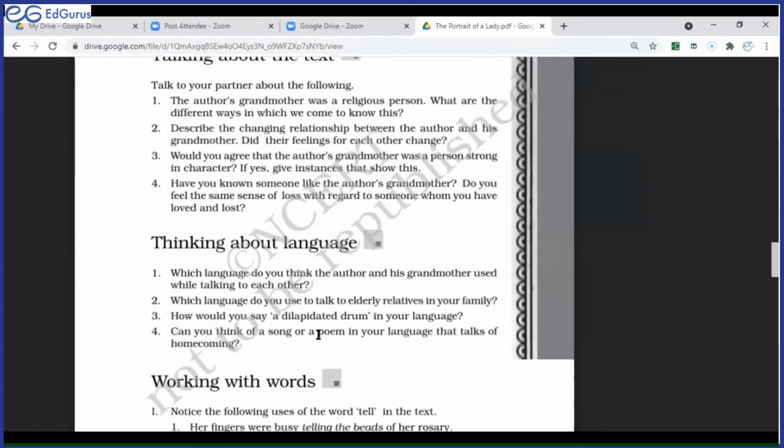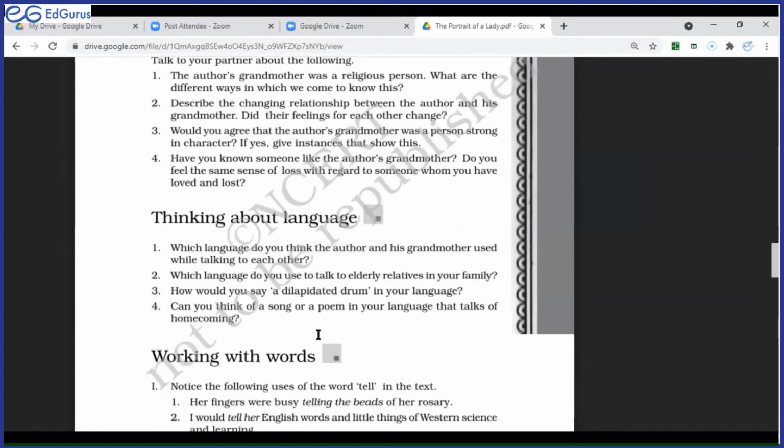Now, as the story has been written by Khushwant Singh, a Punjabi Sikh, it is but natural that they must be talking in their mother tongue, that is Punjabi. Which language do you use to talk to elderly relatives in your family? You have to decide. Mostly we use our mother tongue at home when we are talking to our parents, our siblings, or our relatives in our family.